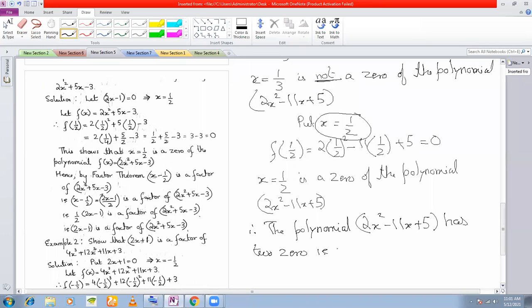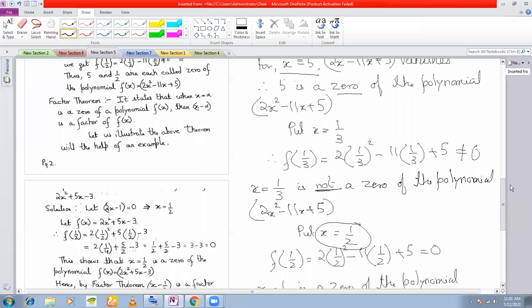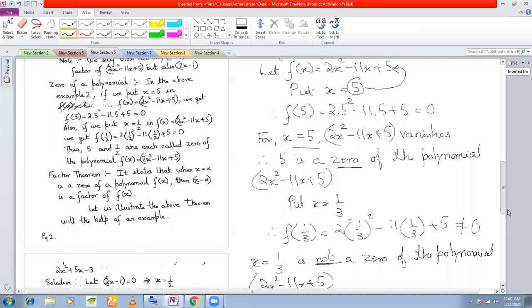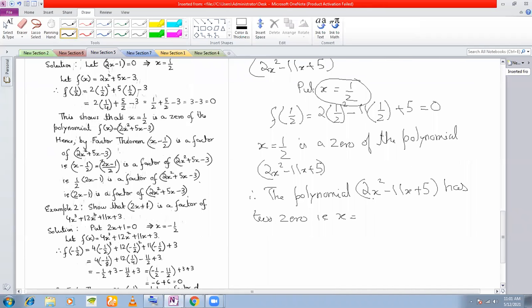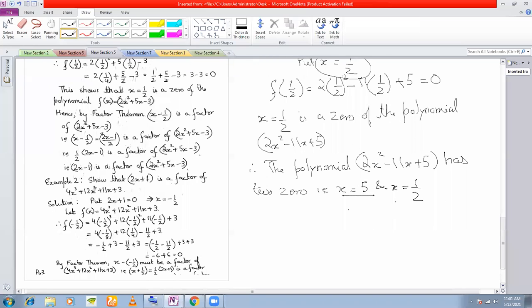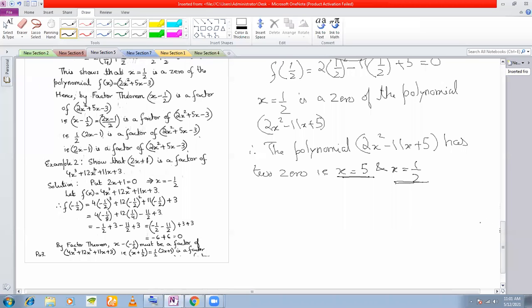That is, at what values? X is equal to, for what value have we got? We've got for x is equal to 5, right? Yes, 5 and half. For x is equal to 5 and x is equal to half. So for x is equal to 5 and x is equal to half are called the zeros of the polynomial. Now we'll come to the main factor theorem.